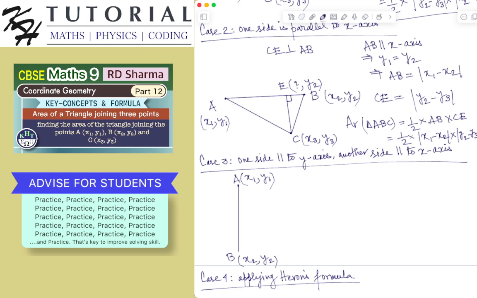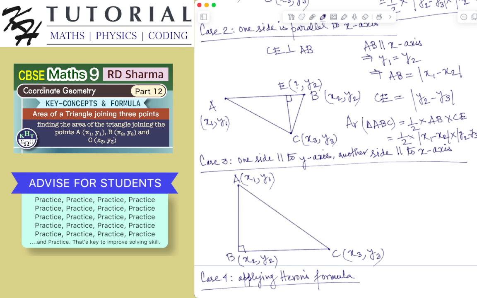Now when we see that one side is parallel to the x-axis and another side is parallel to the y-axis, then the triangle formed has to be a right angle triangle. So I am considering the side BC, where the coordinate of the point C is x3, y3. So the side BC is parallel to the x-axis and the side AB is parallel to the y-axis. So the triangle ABC is now a right angle triangle.